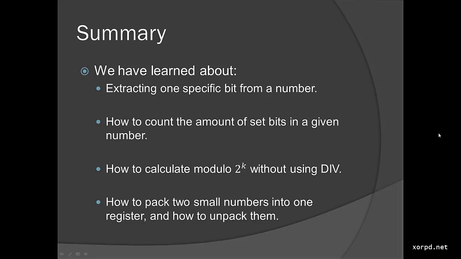Summary of what we've learned. We've seen extracting one specific bit from a number. We've also seen a piece of code that counts the amount of set bits in a given number. We learned how to calculate modulo 2 to the power of k without using the div instruction. And we've seen how to pack two small numbers into one register and how to unpack them.